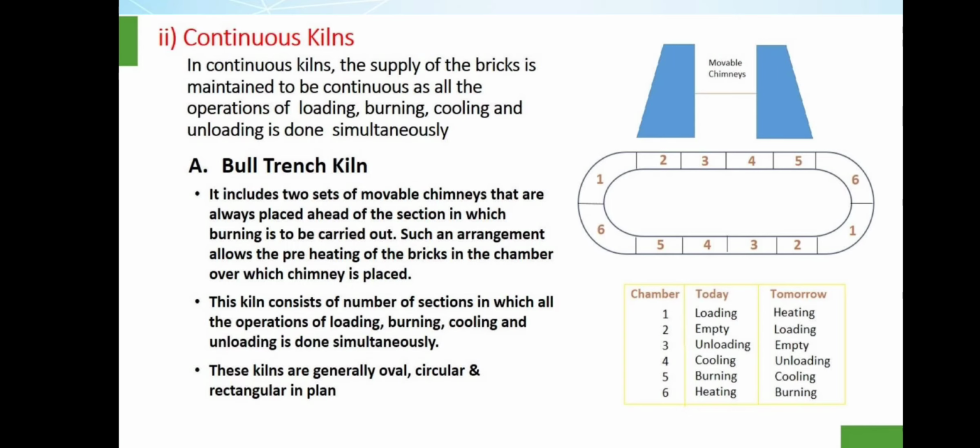A. Bull's trench kiln. It includes two sets of movable chimneys that are always placed ahead of the section in which burning is to be carried out. Such an arrangement allows the preheating of the bricks in the chamber over which the chimney is placed. This kiln consists of a number of sections in which all the operations of loading, burning, cooling, and unloading are done simultaneously. These kilns are generally oval, circular, or rectangular in plan.